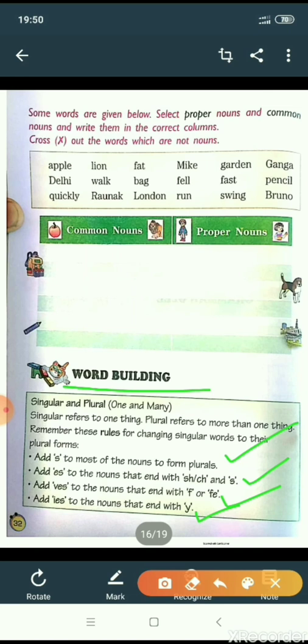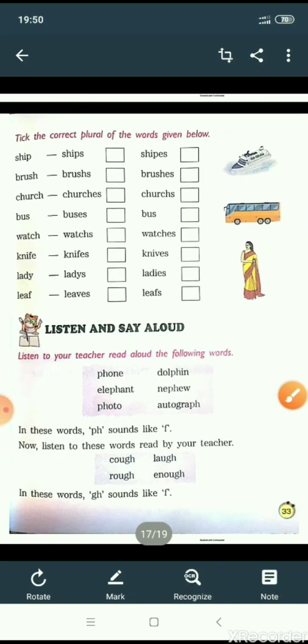Let's take an example, lady. Here, the letter just before y is d. And since d is not a vowel, it's a consonant, so we will remove y and we will add ies: ladies. So let's do the exercise related to this.